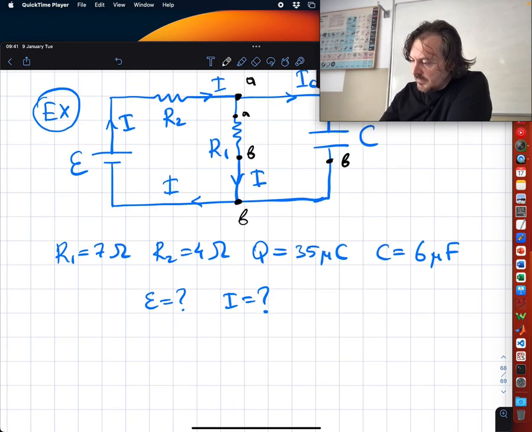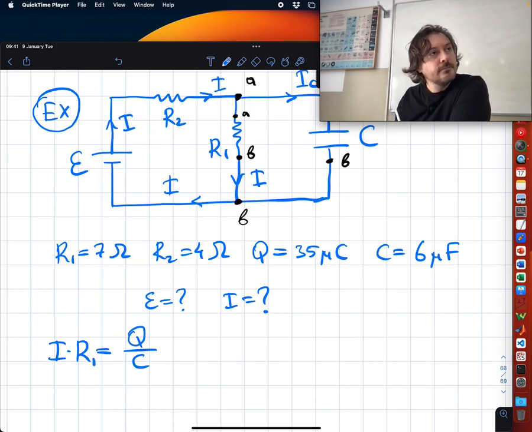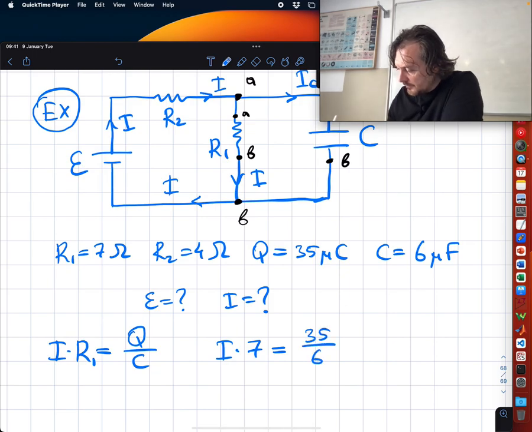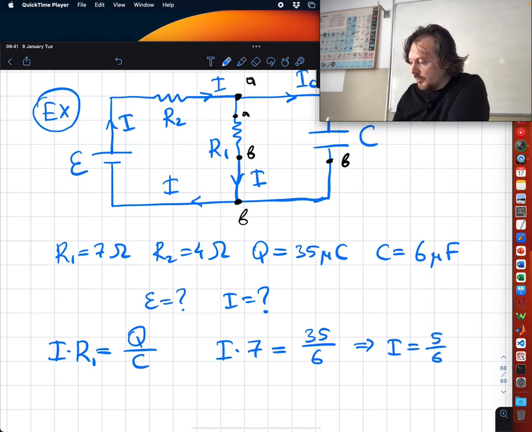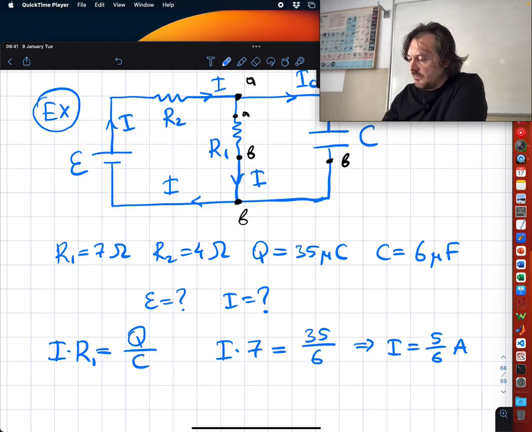So this tells us that I times R is equal to Q over C. In particular, I times R1, right? So I times 7 ohms is equal to Q, 35 over 6. So I is 5 over 6 amperes. Okay? How can I find E?